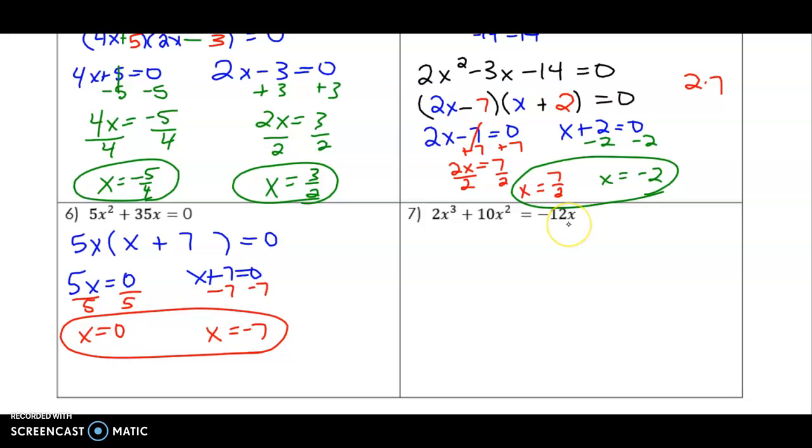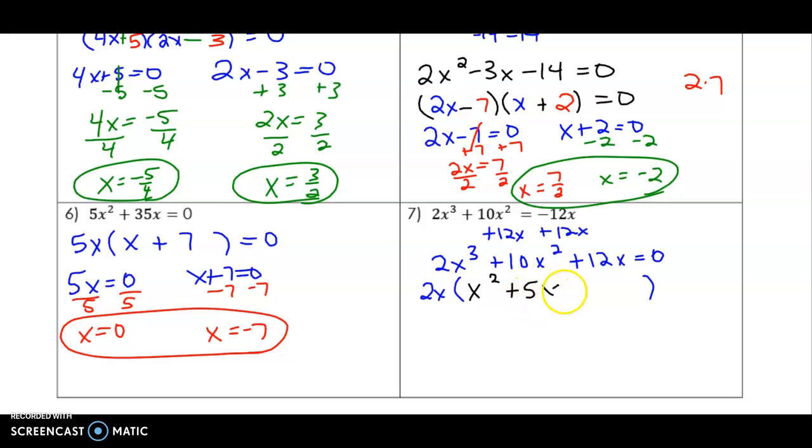All right, the last one, we need to first move the 12x to the other side. Now, this is a challenging one. I don't think I put any like this on the homework, but it's okay that we look at it. So we have 2x cubed plus 10x squared plus 12x equals 0. And then if we notice, they all have an x and a 2 in it, so we can take a 2x out front. If I do that, I'm left with x squared plus 5x plus 6. And then we can just factor that one further.